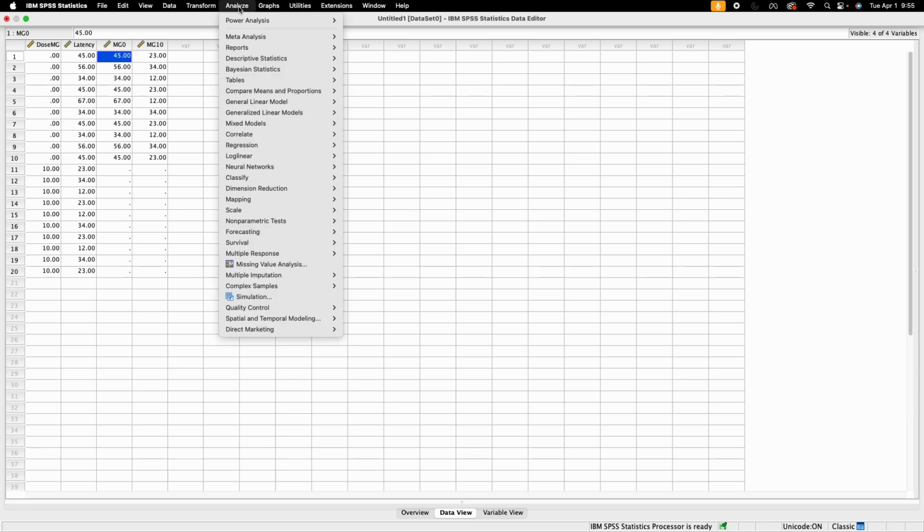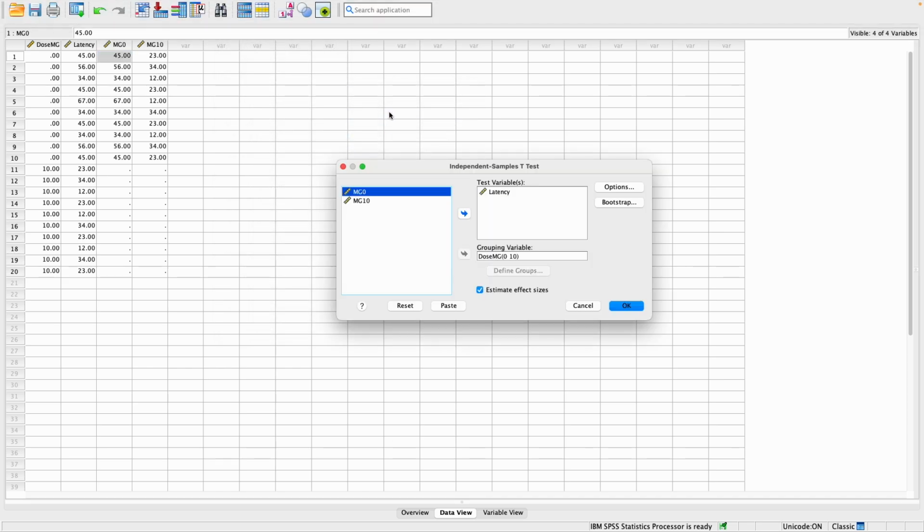I'm going to click Analyze, come down to Compare Means, Independent Samples t-test. Now keep in mind, I'm only looking here at the first two columns, and what I've done is I've put the dependent measure, latency, into the test variables, and I put dose as a grouping variable or independent variable, and I've defined the groups here as 0 or 10 because the values in my dose MG are 0 and 10.